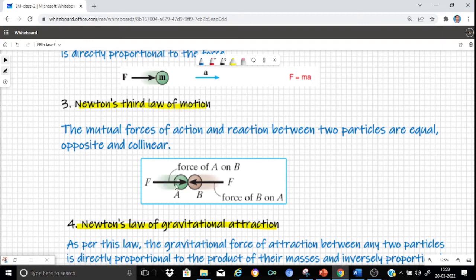One is what we call the force of A on B. This is represented by this arrow, and then there is another force which is the force of B on A. And remember that as per this rule, both these forces are equal and they are opposite to each other and they are also collinear. And this third law of motion is very helpful to identify the various forces at the points of contact, which we will see in the coming classes.